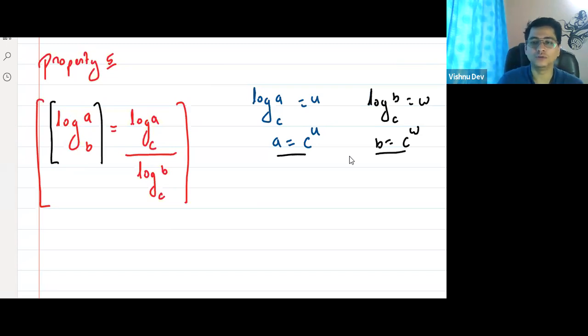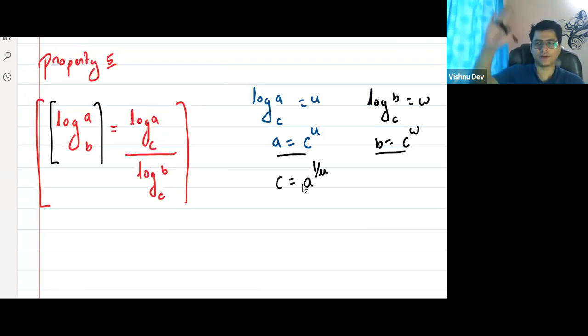How to do that? Ask yourself. Whenever you talk about any problem which is thought-provoking, you should ask, how should I do that? So can I say, okay, sir, I'll use this concept: c is equal to a to the power 1 by u. Yes or no? Anyone have any doubt in this? Raise your hand.